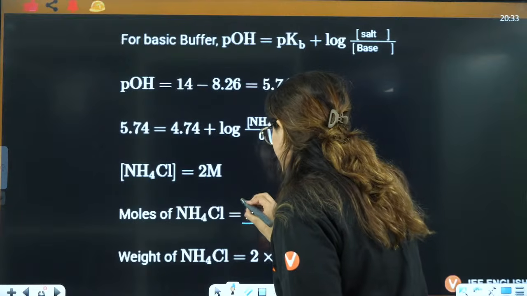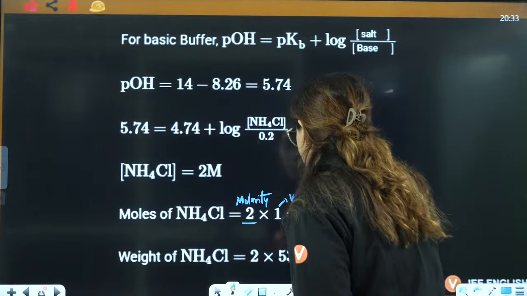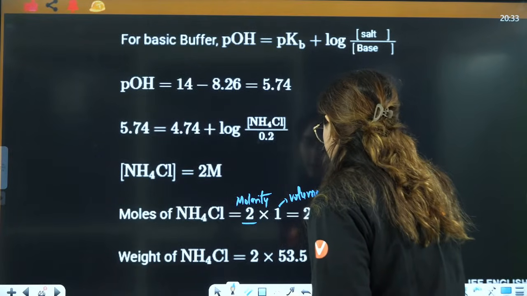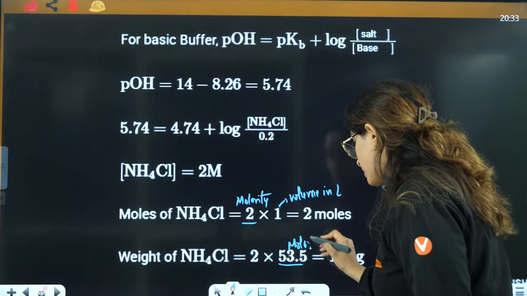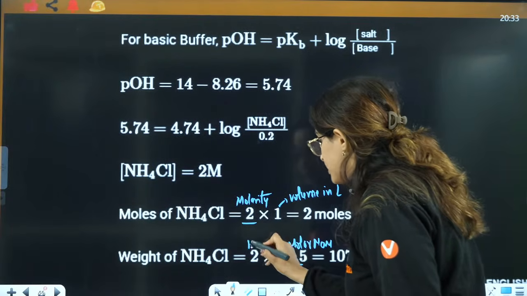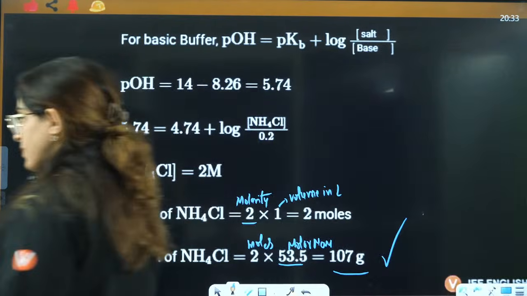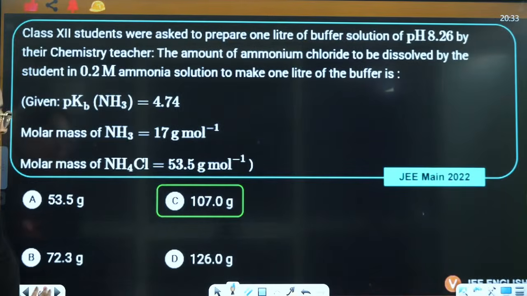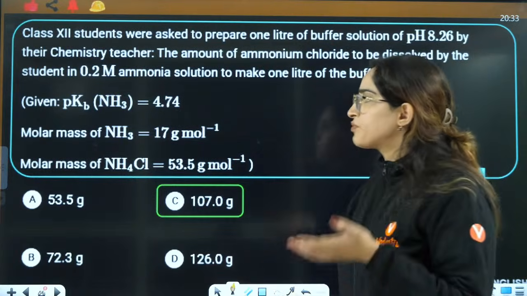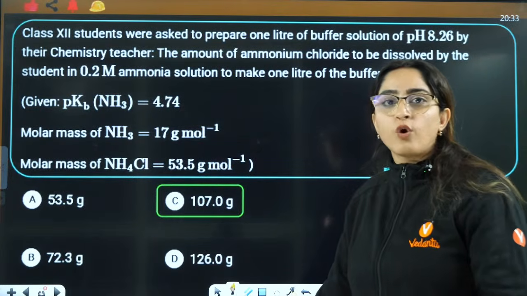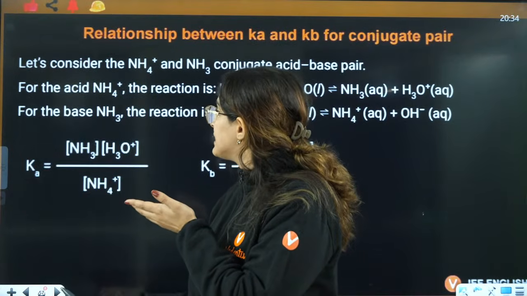This is nothing but molarity into volume in liter. This is molar mass. This is moles. Right? So it was also quite a simple question only. I won't say it was a complex question. It was just calculation of concentration from buffer, and after that it was just simple mole concept only, right?